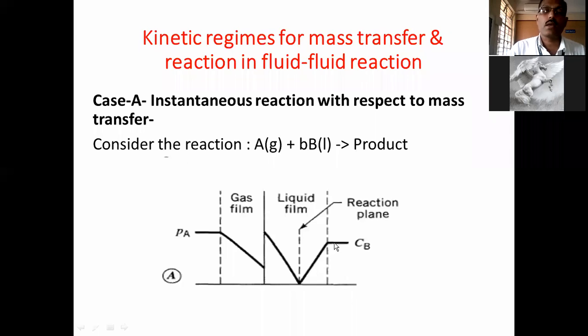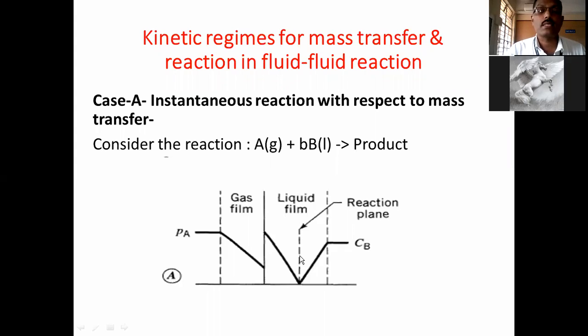When A comes in contact with B at this plane, the product is formed. At this plane the product is formed. This is the instantaneous, very fast reaction. When A comes in contact with B, the product is formed, which means all A is consumed and all B is consumed, so the concentrations of A and B drop to zero. One plane is formed, and this plane is called the reaction plane. This reaction plane is formed in the liquid film, so the reaction occurs at the reaction plane in the liquid film. This is case A, instantaneous reaction with respect to mass transfer.